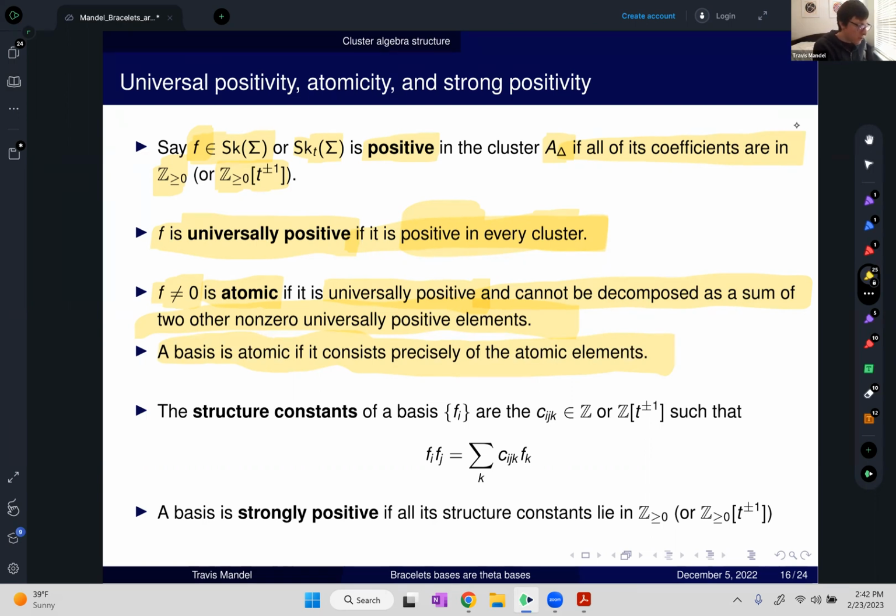All right, so there's another notion of positivity called strong positivity. Given a basis of elements F_i, the structure constants are the numbers C_ijk such that if you do F_i times F_j and write this as a linear combination of the F_k's, C_ijk is the coefficient of F_k here. And then we say a basis is strongly positive if all of these structure constants are non-negative integers, or in the quantum setting, Laurent polynomials in t with non-negative integer coefficients.